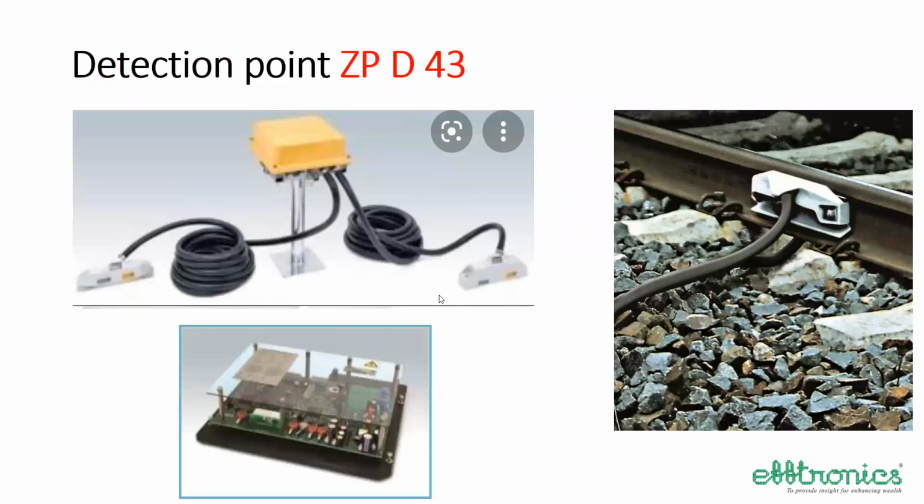So the outdoor equipment looks like this. This is the wheel sensor, but we have shown only one side. The other side is also there, which is like this. There are 2, one is the transmitter and the other one is a receiver. And there is electronics in this box like this. So this model has trackside electronics.